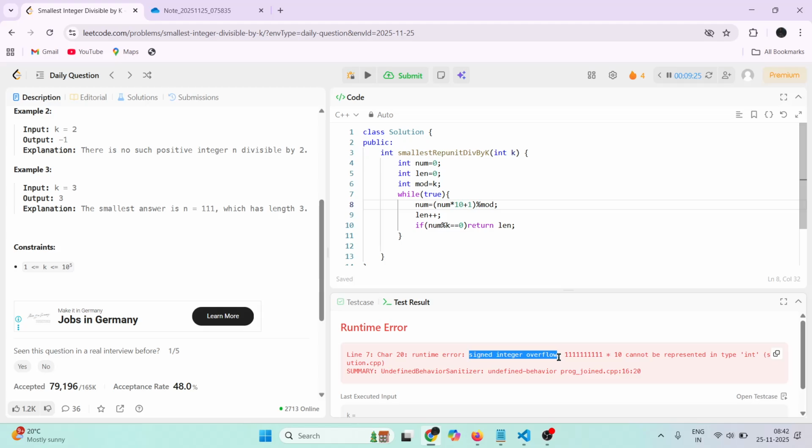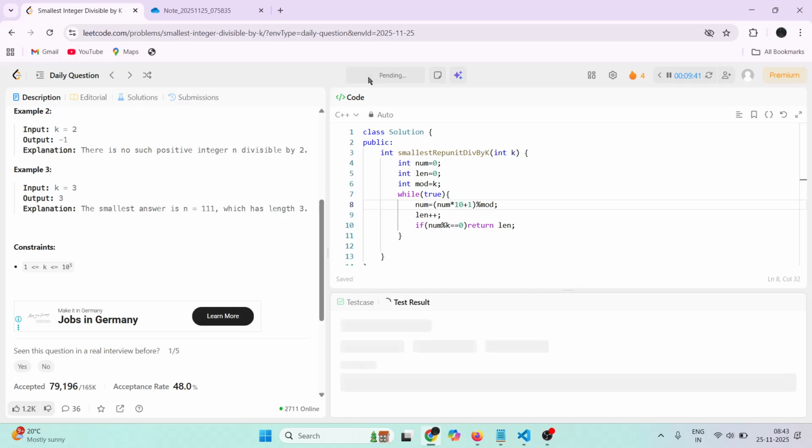But we still get some issue. What is the issue? When we divide by 2, it doesn't overflow, but it also doesn't get the answer, and it is going to give you TLE. Let's see. Yeah, TLE. Because if k is 2, we are trying to find a number divisible by 2, but it is always 1 1, then 1 1 1, then 1 1 1 1, so that never works. So how can we think about this?